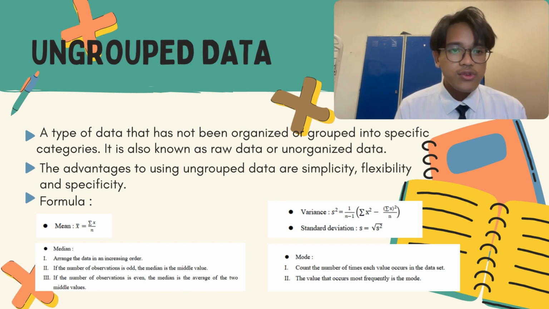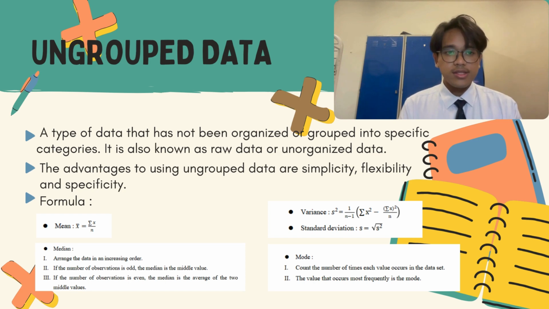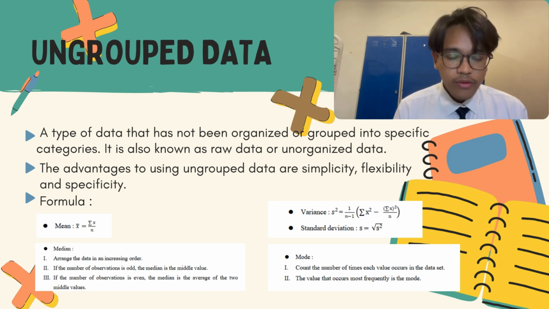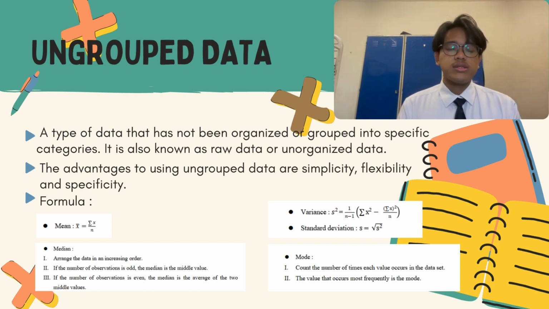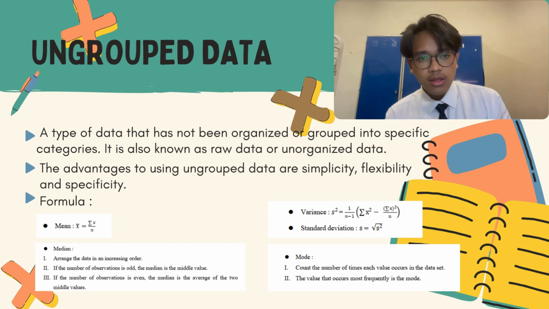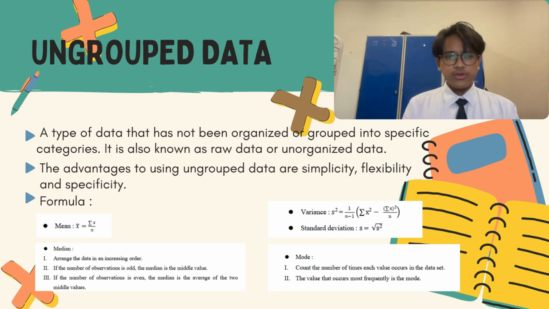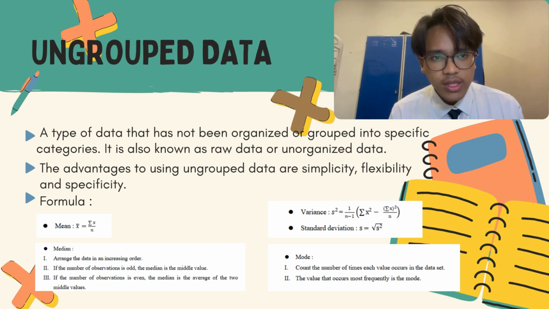The advantages of using ungrouped data are simplicity, flexibility, and specificity. There are a few things we can calculate using this data, which are mean, median, variance, standard deviation, and mode. The formula for mean is the total of x over n, where the total of x is just the total of the data that I've collected, and n is the total number of people who responded. For example, if there are 30 respondents for the data, that means n will be 30.